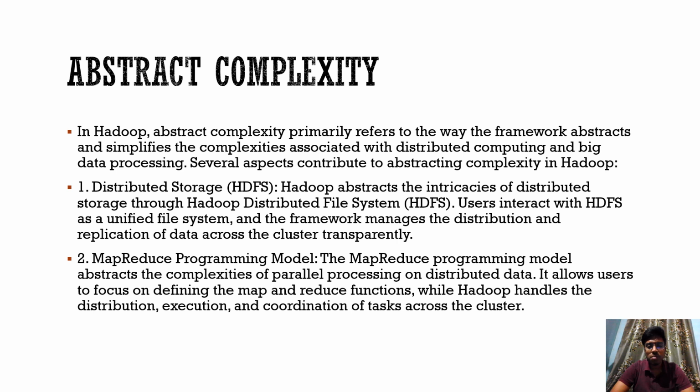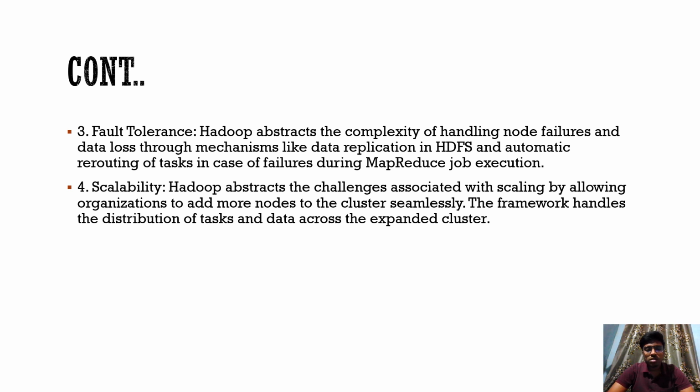MapReduce programming model. The MapReduce programming model abstracts the complexity of parallel processing on the distributed data. It allows users to focus on defining the map and reduce functions, while Hadoop handles the distributed execution and coordination of tasks across the cluster. Fault tolerance. Hadoop abstracts the complexity of handling node failure and data loss through mechanisms like data replication in HDFS and automatic rerouting of tasks in case of failure during MapReduce job execution.